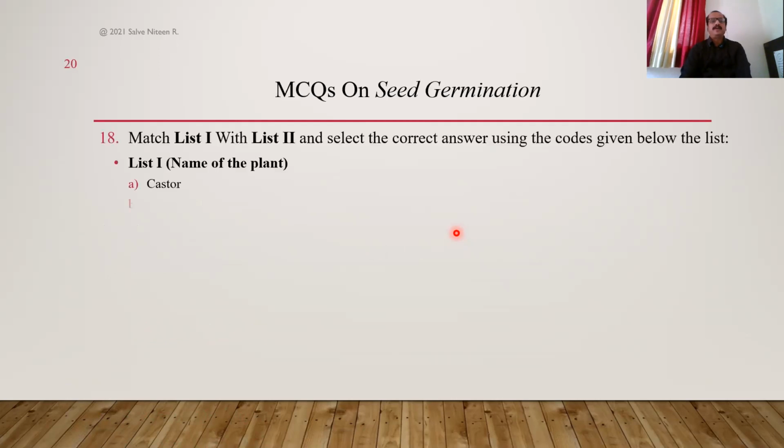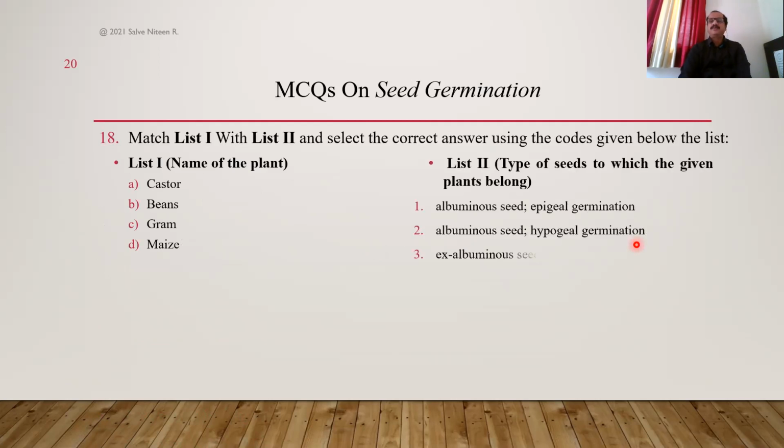Okay, a matching type question again. Names of the plants are given in the first list, and in the second list the type of seed to which they belong. We have studied different types of seeds: albuminous seeds, ex-albuminous seeds, that is endospermic seed and non-endospermic seed. And we have also studied types of germination: epigeal germination and hypogeal. So here two concepts have been asked in a single question, so you have to match accordingly.